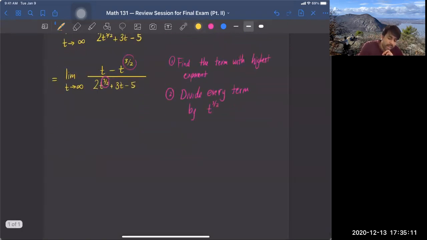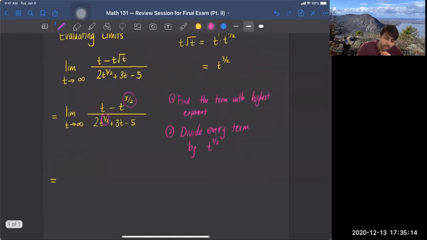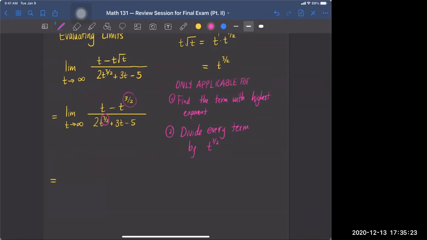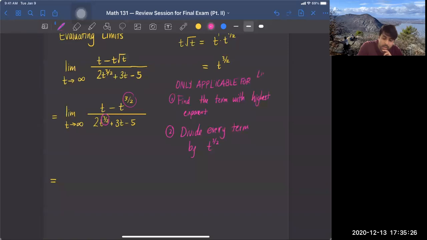I only do this for limits at infinity. If it's a limit at a particular value, then we're doing something completely different. We're going to be plugging in, or factoring and canceling and then plugging in. Whereas in this case, we want to first figure out the highest exponent, and then continue with this limit notation here.